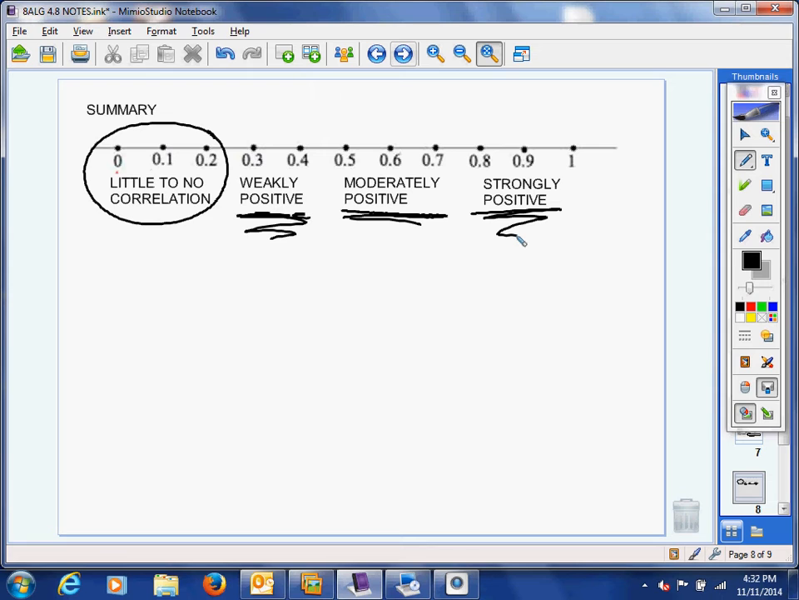So we want to categorize it as either being little to no correlation, weakly positive or weakly negative, moderately positive or moderately negative, strongly positive or strongly negative. That's what we want to do. We just want to be able to do that. And I think in your book, they use pretty much nothing real technical. I think they summarize it that it correlates very well or not at all. I think they're even more simplistic than even what I have written here.